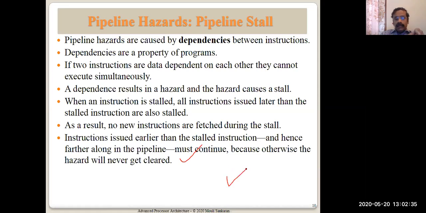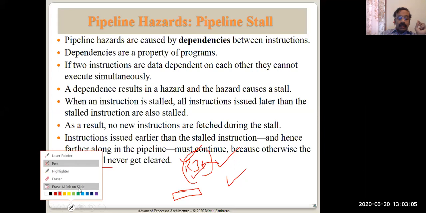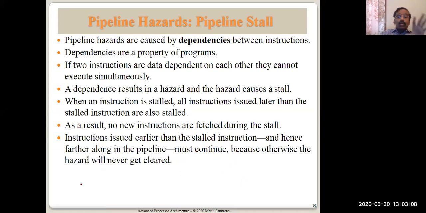One more important thing here: only when the previous instructions are completed can the condition causing the stall be resolved. Why? Suppose you are waiting for the previous instruction to write into R3. Until that instruction is executed, it will not be written. If it is not written, the next instruction cannot read the R3 value. So the previous instruction has to complete. You want the previous instructions to be completed for the condition causing the stall to be removed.